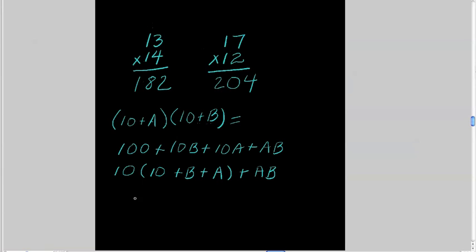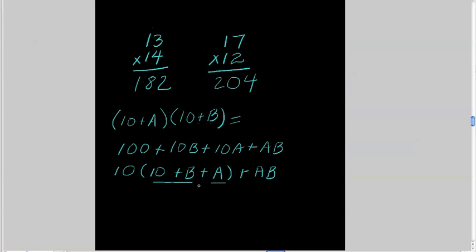Now, this actually is our trick. Let's see why. 10 plus b is just any number in the teens. And then a is just the ones place of the other number. What this says is we can just add those together and then multiply that by 10, which is adding what? A 0, which is what we did when we did those earlier multiplications. And then to that, we just add a times b, which is the product of the ones places of the 2 numbers.